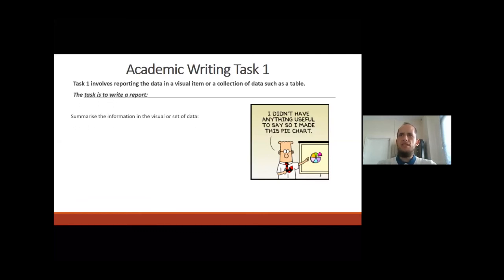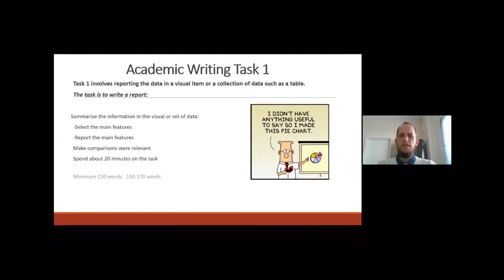So basically, we've been asked to summarize information. We get the visual data, and we have to provide the written data. We want to select the main features, we want to report those main features, and we want to make some relevant comparisons where possible.